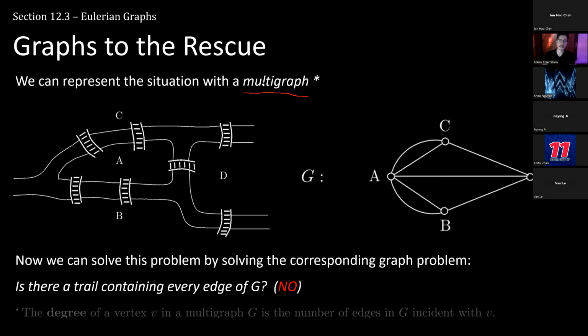So then if we represent the pieces of land in between bridges as nodes and the bridges as edges, for example, if there's a way to go from B to D, have an edge, then the question becomes, is there a trail containing every edge of G? Can we somehow traverse this graph such that we cross every bridge exactly once? Again, a trail was a walk with no repeated edges.